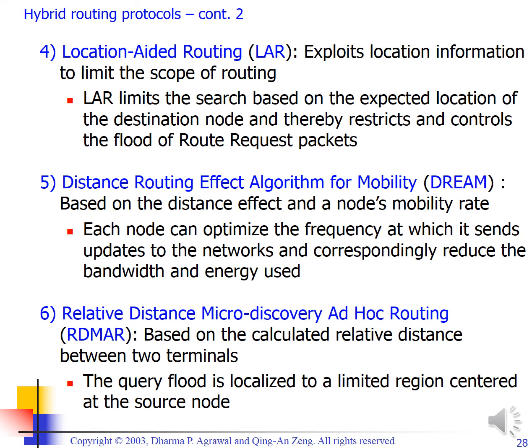Location-Aided Routing (LAR) exploits location information to limit the scope of routing. LAR directs the search based on the expected location of the destination node and thereby restricts the flood of route request packets.